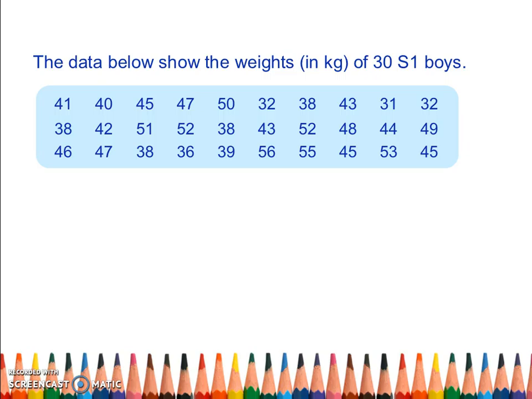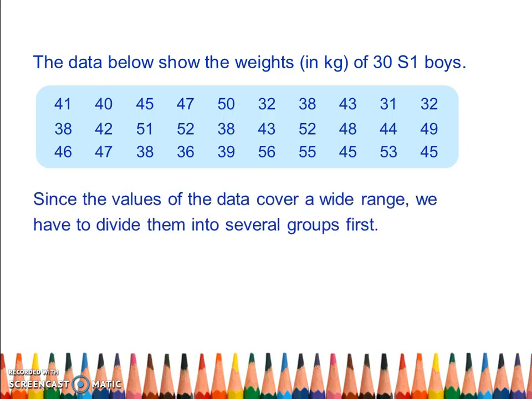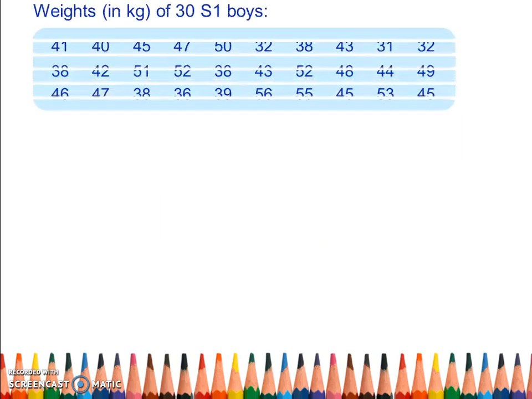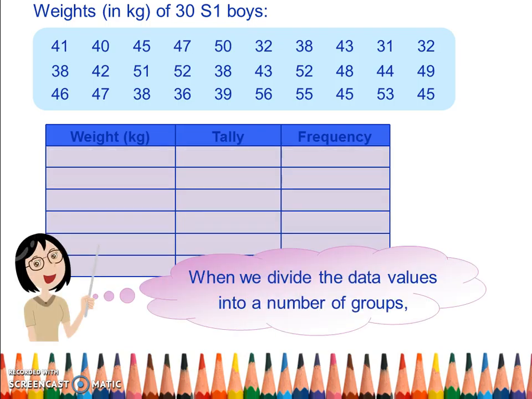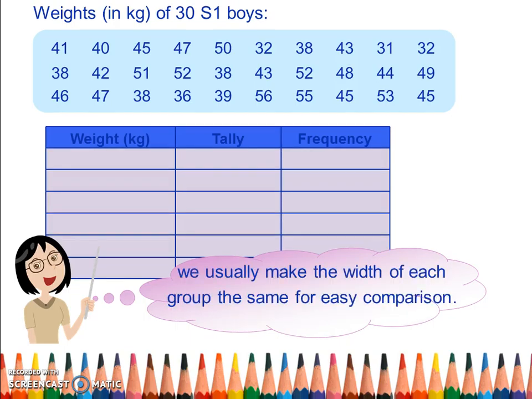Alright, here is another data set, and this is about the weights of 30 Form 1 boys. And the values have a very wide range, so we have to divide them into groups. Okay, look at this frequency distribution table. This time, we divide the weight into groups. So we make the width of each group the same. What does it mean? Look at this.